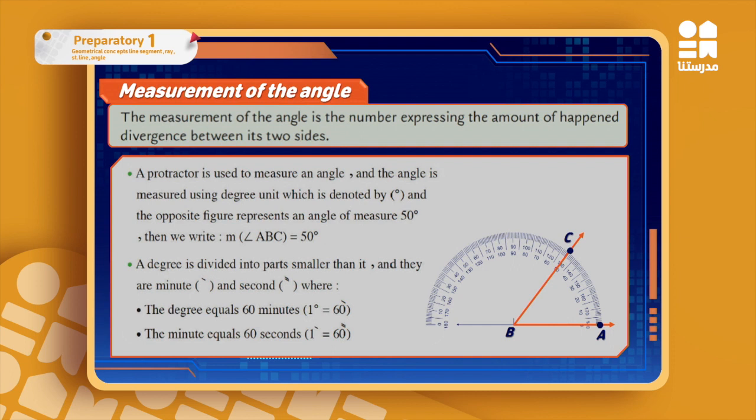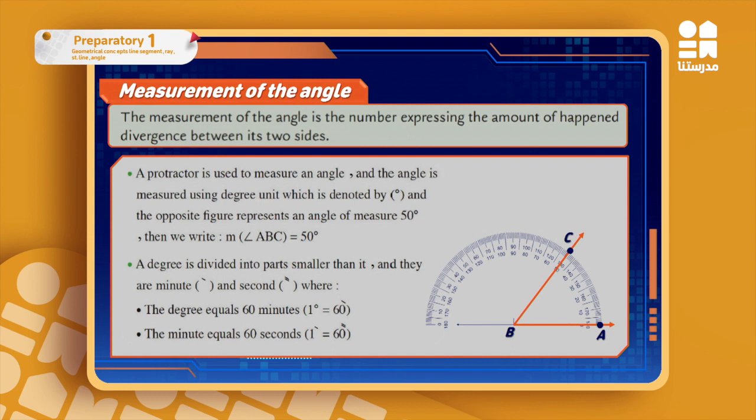Measurement of the angle. The measurement of the angle is the number expressing the amount of divergence between its two sides. A protractor is used to measure an angle, and the angle is measured using the degree unit, which is denoted by a circle. Above the number, we have to put a small circle to the right. The opposite figure represents an angle of measure 50 degrees. Then we write m, which is for measure. This symbol is for angle ABC equals 50 degrees.